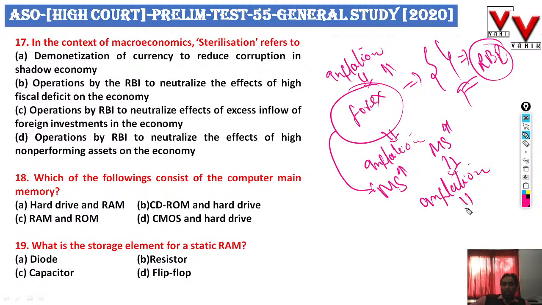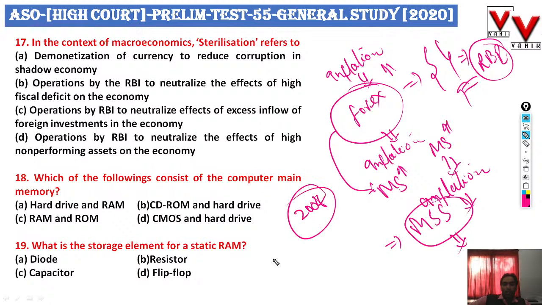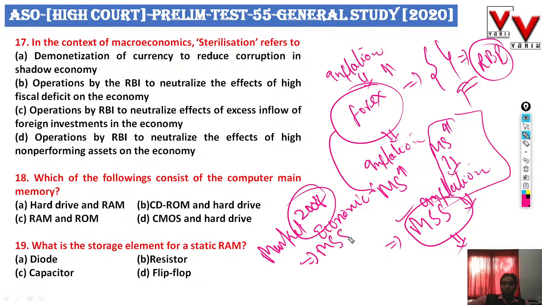When the RBI sucks out the extra liquidity because of the increase in forex, that is known as the market stabilization scheme, which was introduced in 2004. And when the RBI takes this action, sucking out the extra liquidity from the economy because of the increase in forex, through the market stabilization scheme, that is known as sterilization.